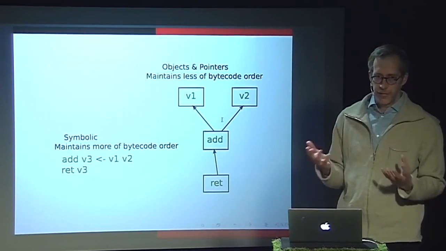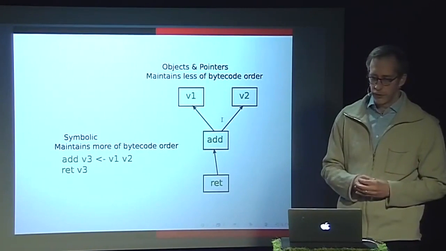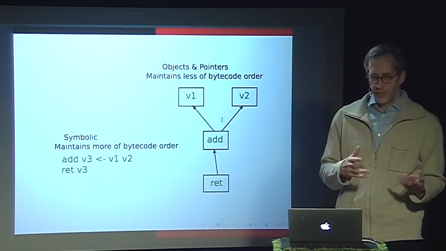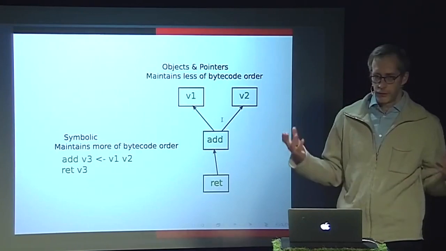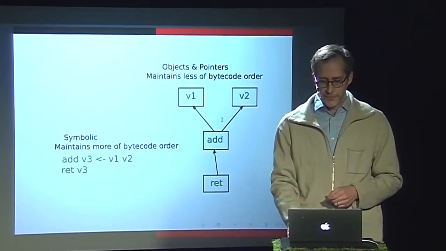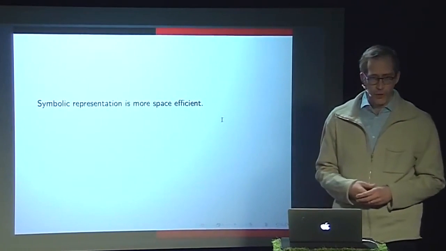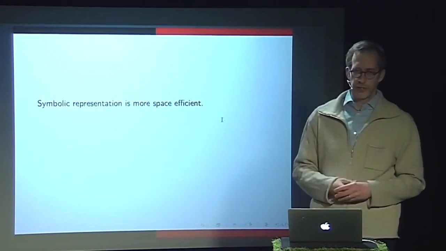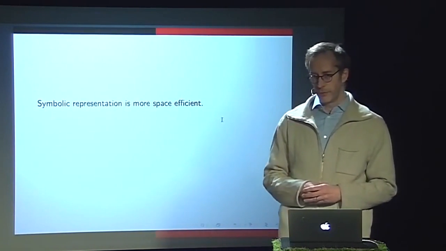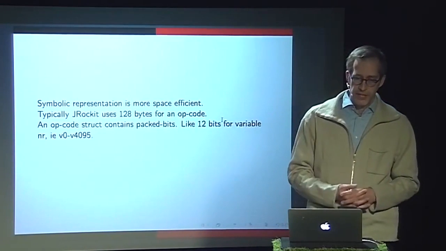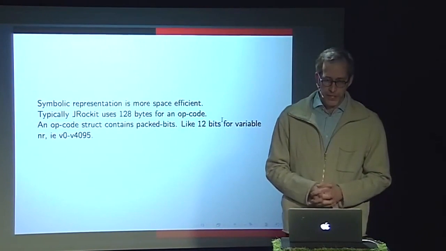So two major ways of representing the source code. And the question now is, what are the advantages and disadvantages when you try to compile this efficiently and fast into machine code? So clearly, symbolic representation is probably more space efficient. If you're running on a 64-bit platform, every pointer is 64-bit, C++ objects, etc., etc. So in JRockit, we used 128 bytes for an opcode.